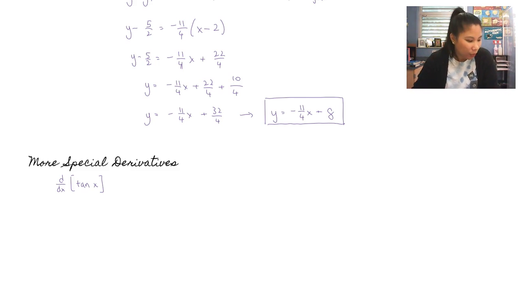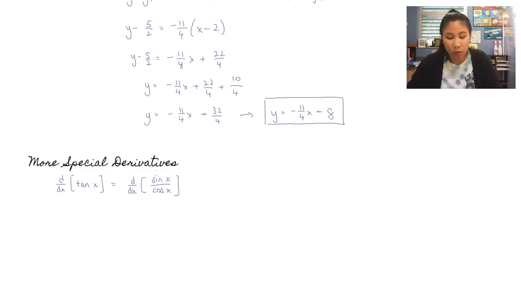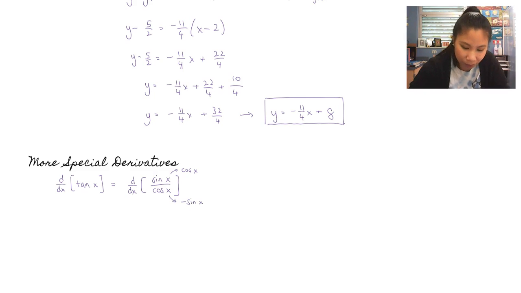Okay, so now that we know the quotient rule and the product rule, we also want to be able to find more special derivatives. The special ones we've seen so far are sine x, cosine x, and e to the x. So we're going to add on tangent of x today. The way we're going to find the derivative here is that tangent x we can rewrite as sine over cosine, which means since we have a fraction, we can use the quotient rule for this. So the derivative of sine is just cosine, and the derivative of cosine is negative sine.